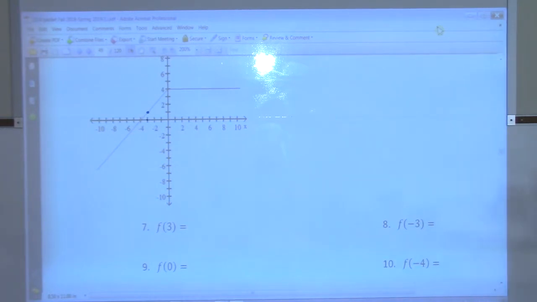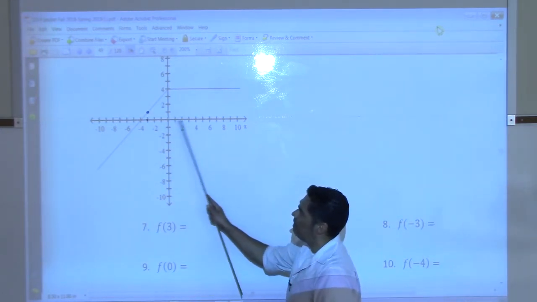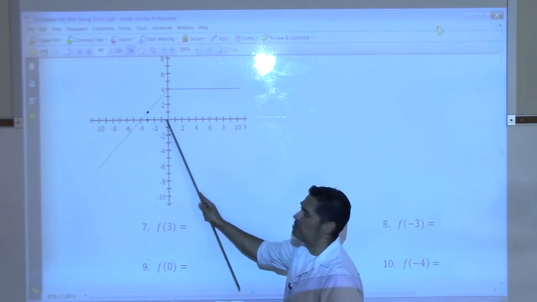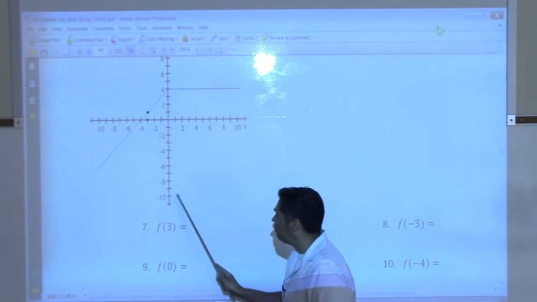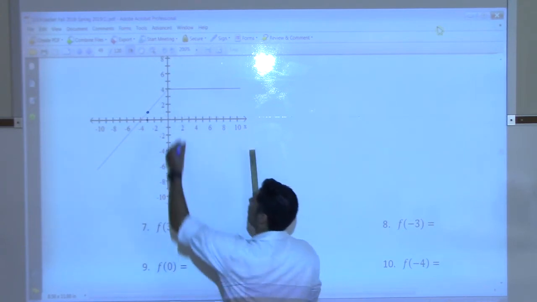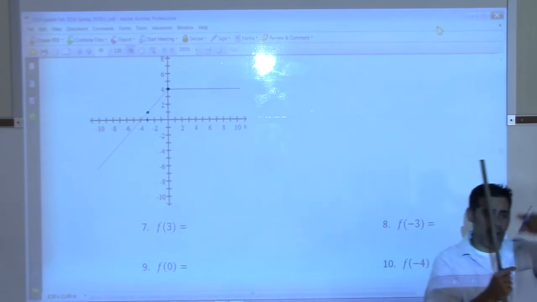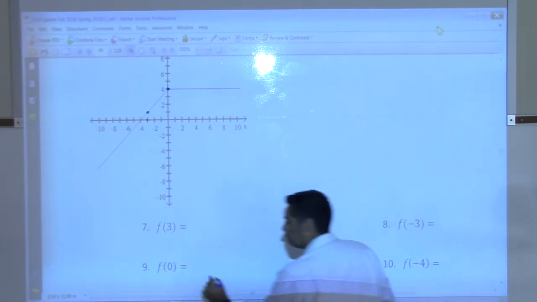So f of 0, what do you see? 4, right? So if x is 0, that means you're not moving left or right, right? So you're starting here at 0, and you're looking up and down trying to figure out where the graph is. So when you look up, you see that the graph is right there, and that is 4 units high, right? So your answer is 4.